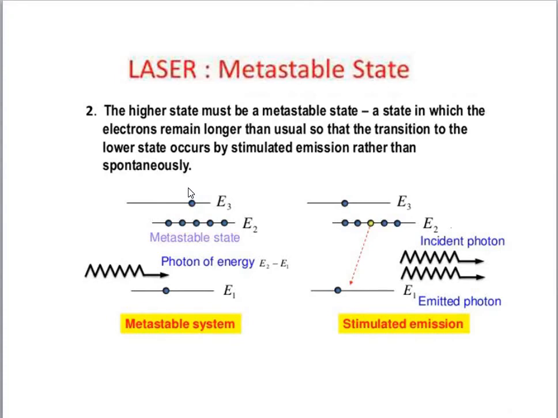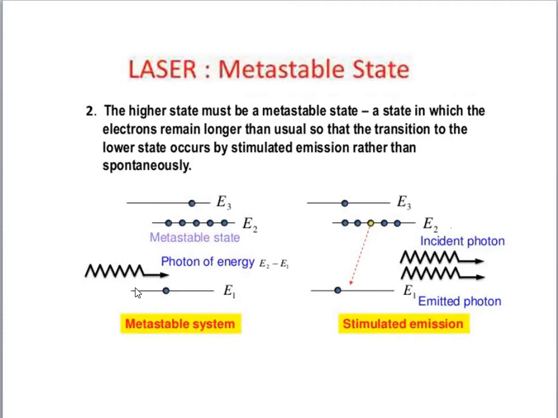In certain cases, the excited states are very short-lived. As a result, these electrons cannot undergo stimulated emission, but they undergo spontaneous emission. So this spontaneous emission cannot produce lasing action. Only stimulated emission can produce lasing action. So the state which has a longer lifetime is called the metastable state.